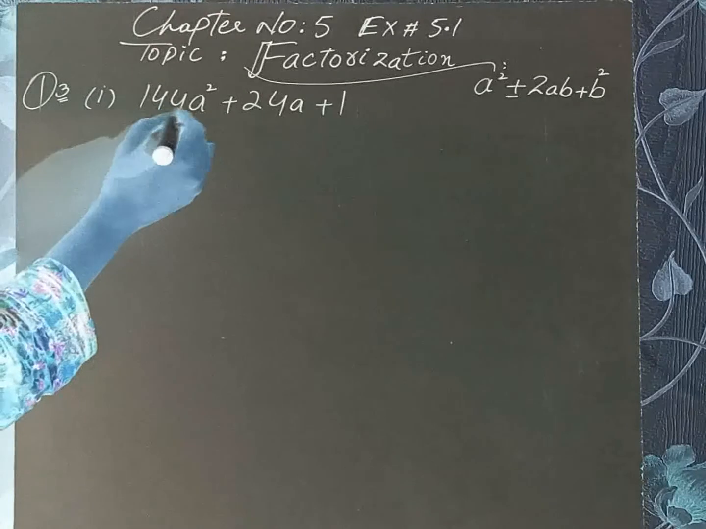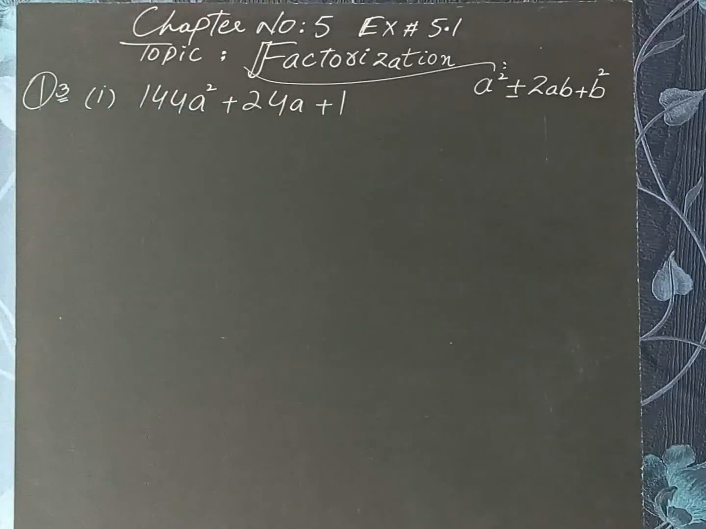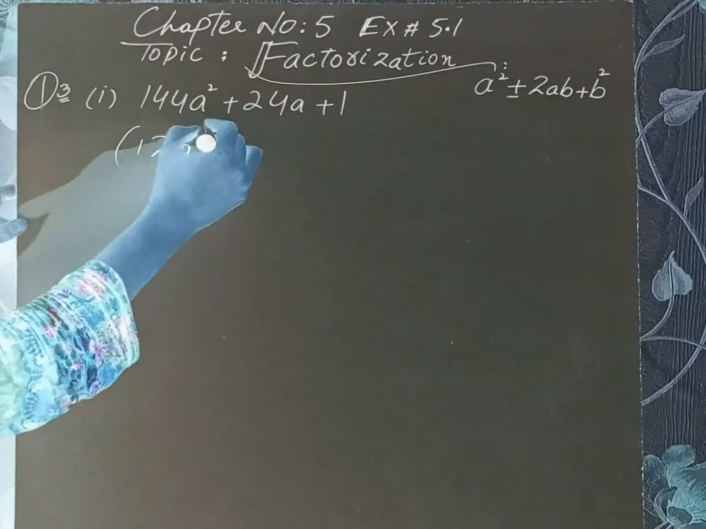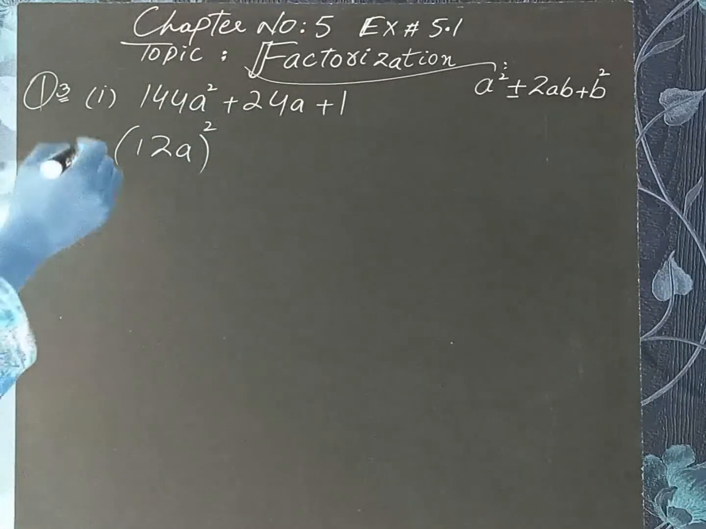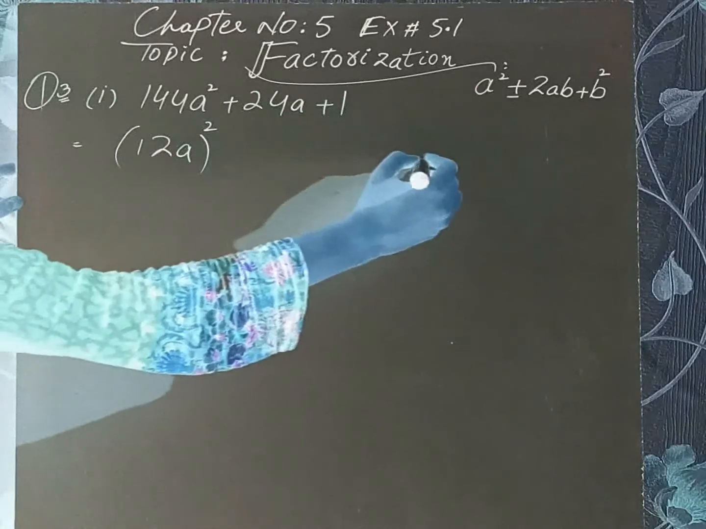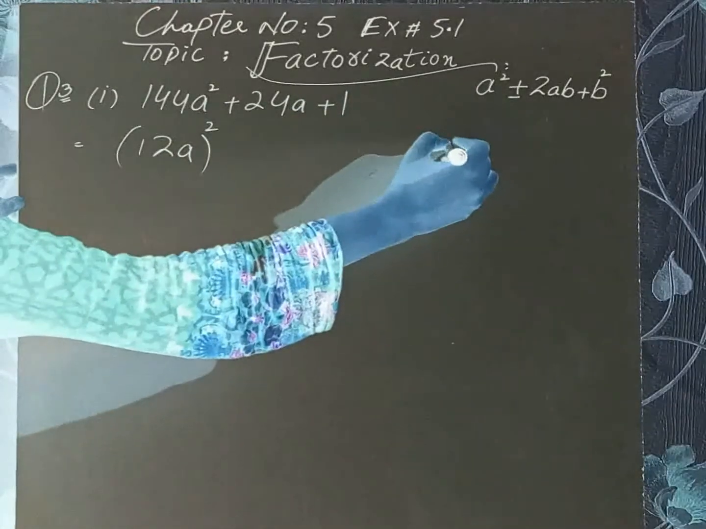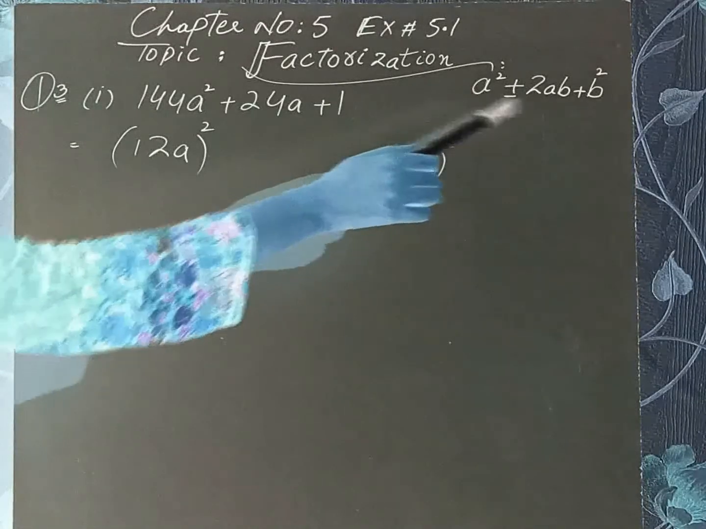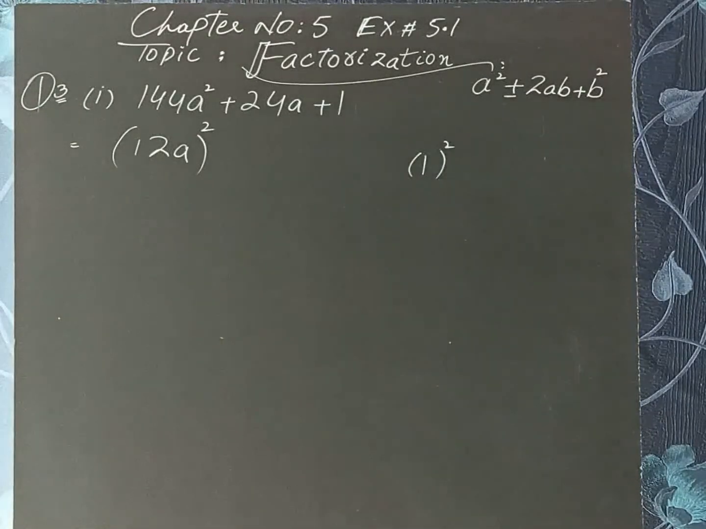For example, 144a squared is the perfect square of 12a. That means when we multiply 12a by 12a, we get 144a squared. And one more term is here, 1. 1 is also a perfect square. So here the two terms are perfect squares. The next thing we have to check is to complete this formula. a squared and b squared we have written. Next we have to write plus-minus 2ab.